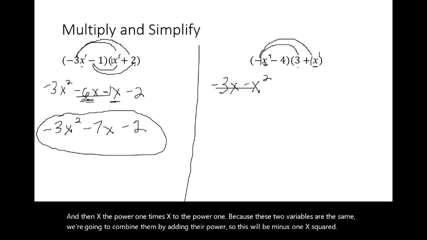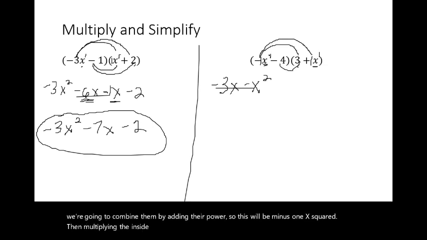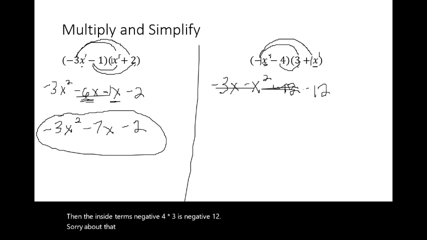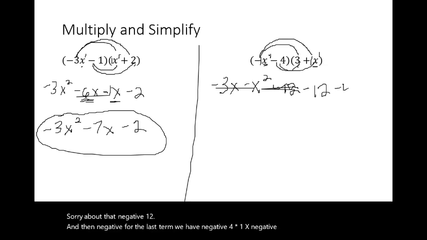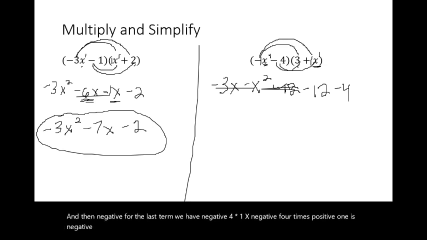Then multiplying the inside terms. Negative 4 times 3 is negative 12. Sorry about that, negative 12. And then for the last terms, we have negative 4 times 1x. Negative 4 times positive 1 is negative 4. Because this has a variable and this does not, you're going to leave the variable alone.